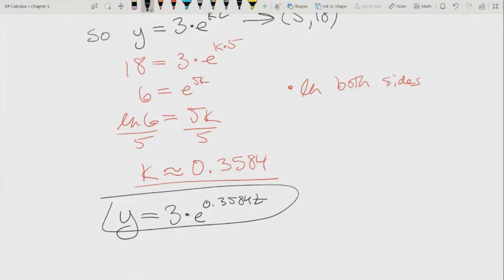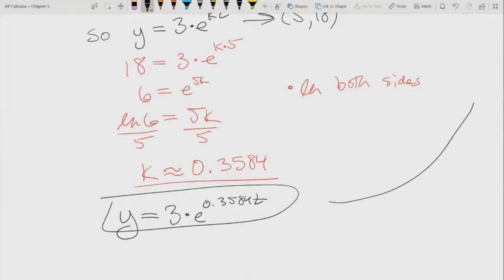Remember, this was with those growth parameters. I said, well, at 0, it starts at 3, and at 5, it's at 18. So now I can look at a model for this. I could actually punch this into Desmos and see what it looks like. And you see it would be some exponential growth that goes up like this.